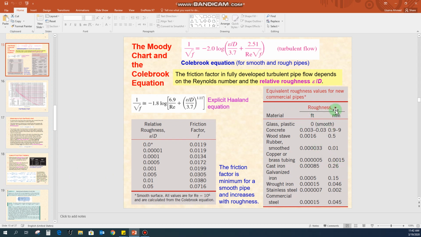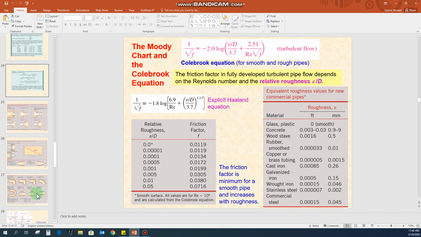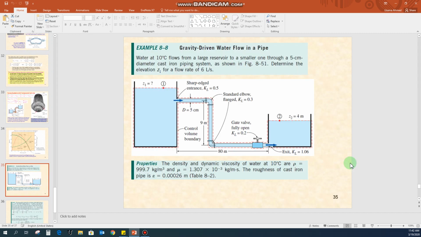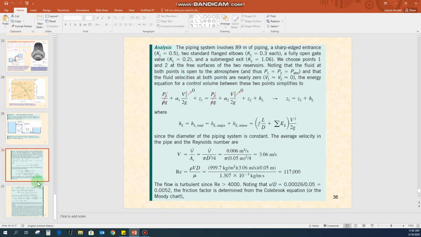And then you have to divide this roughness by the diameter of the pipeline. When you divide this by the diameter of the pipeline, you will get the value for the relative roughness. So the roughness of the cast iron can be 0.0026 in terms of meter, and then we need to calculate the value for the relative roughness, right?